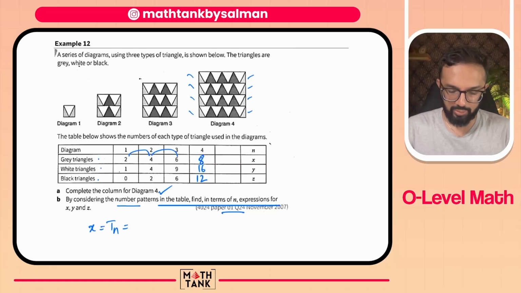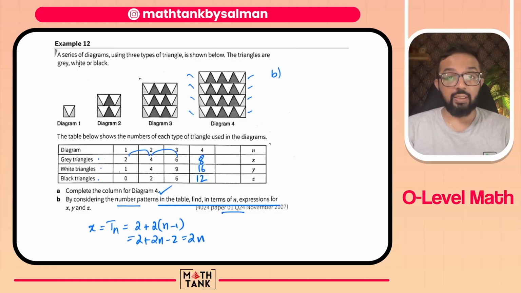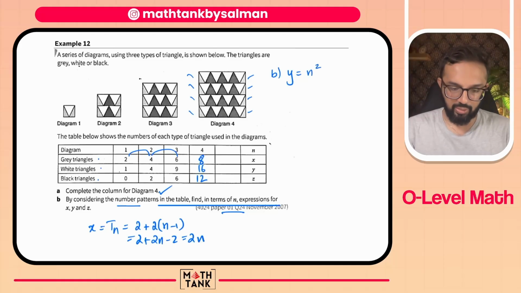If you're not sure, then you write 2 plus the common difference times n minus 1, a plus d times n minus 1, and you'd end up with the same answer, the 2n. So yeah, and then y, I can see that it is basically just squares. Can you see 1 square, 2 square, 3 square? So I can just say y is basically n squared.